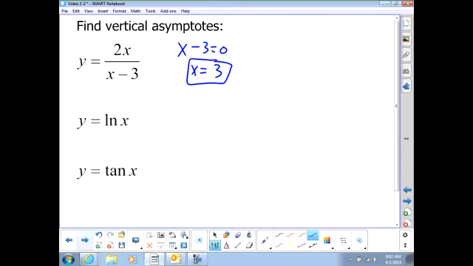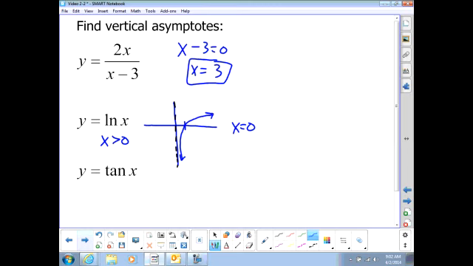In the second one, we have a natural log of x. Well, logs have a domain of x greater than 0. The graph of every basic log passes through the point (1, 0). And then as you go towards 0 from the right, you get really large negative y values. So we would say that we have a vertical asymptote at x equals 0 in this case.